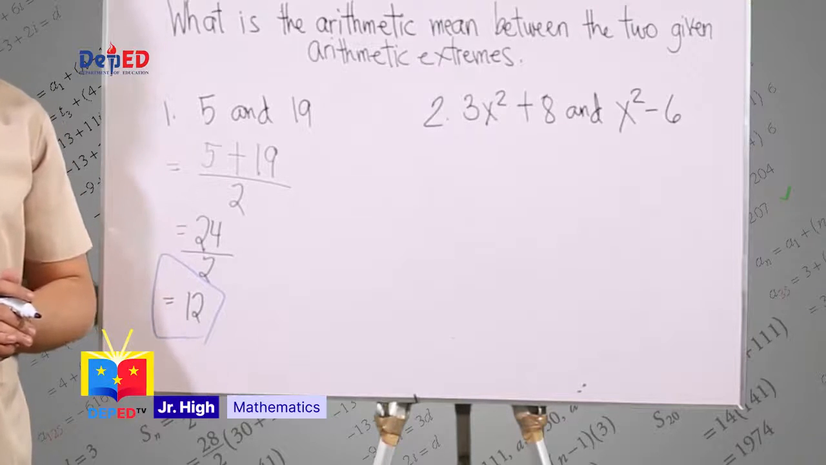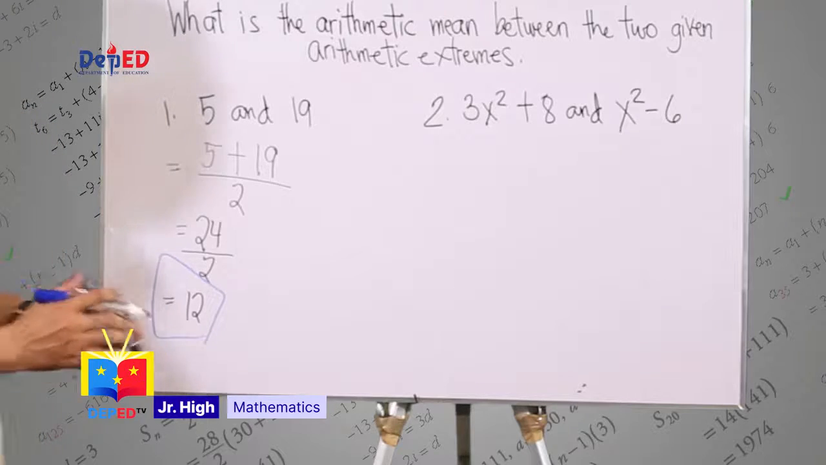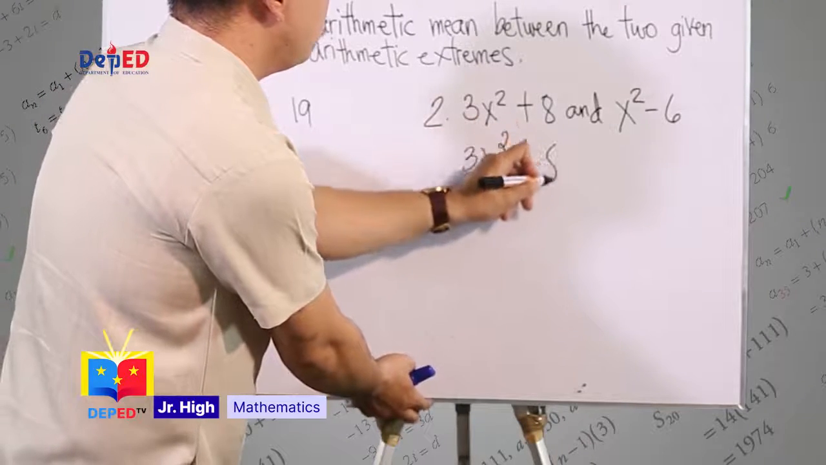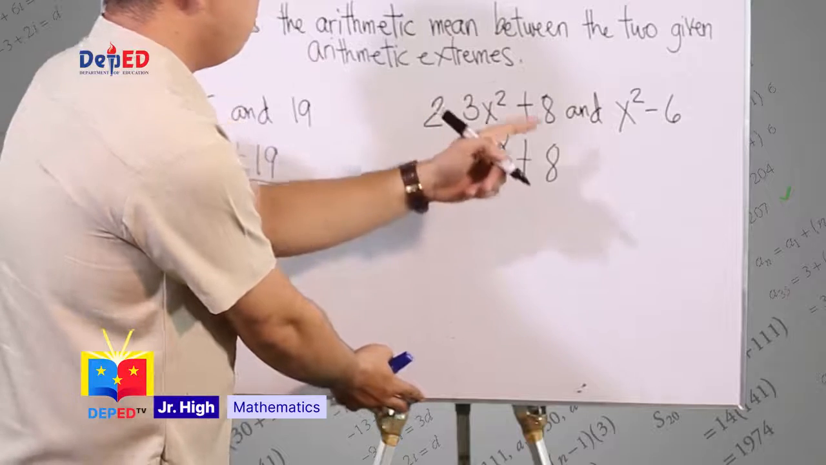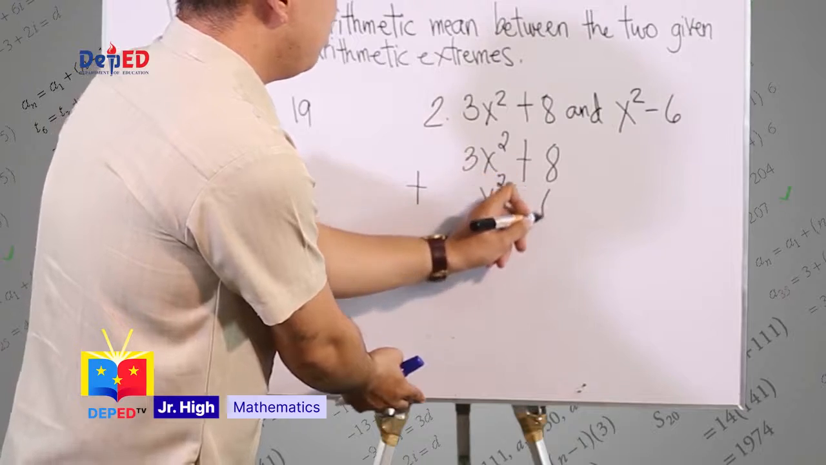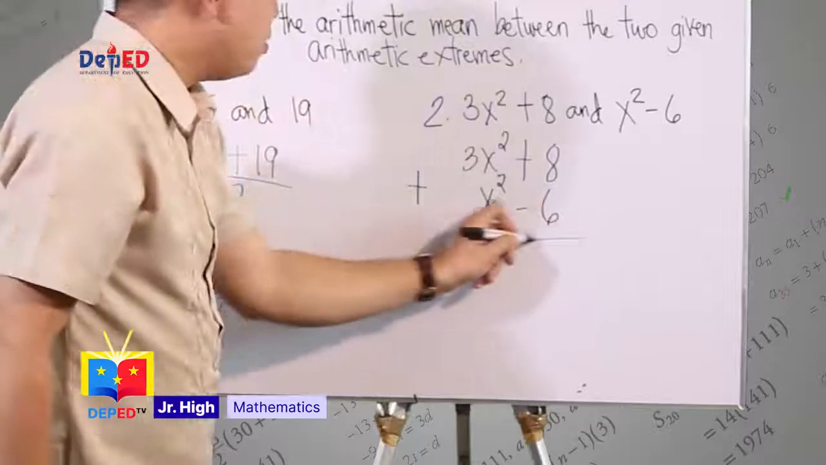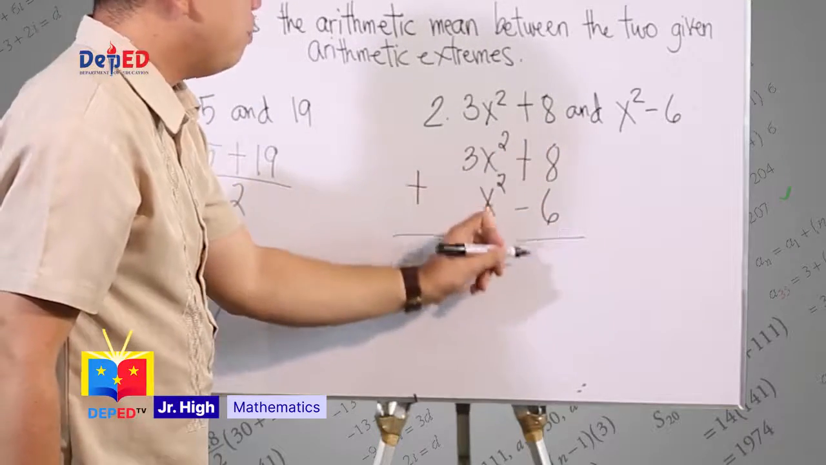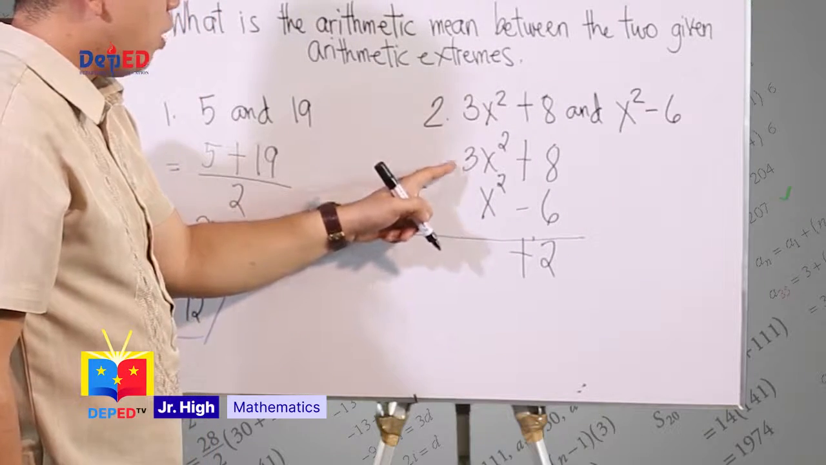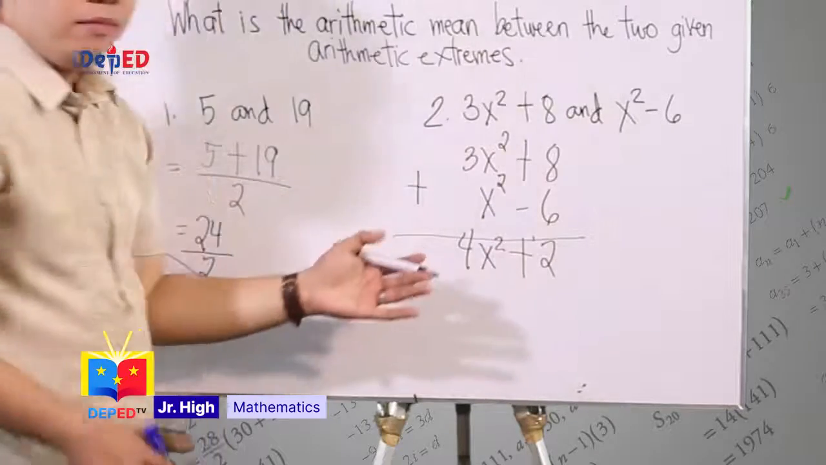Item number 2, we will use the same method. We will use the average method for this item. So that is the sum of 3x squared plus 8 plus x squared minus 6. Remember to align similar terms and your constant. Getting the sum, we will have positive 2, and that is 3 plus 1, you have 4x squared. Is this your final answer?